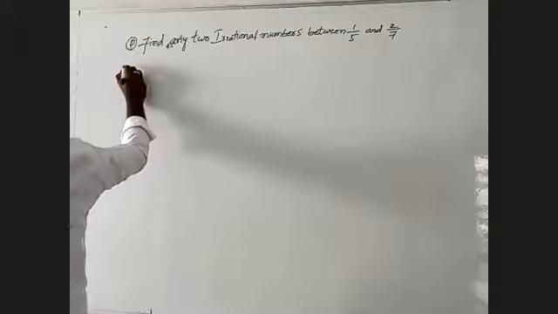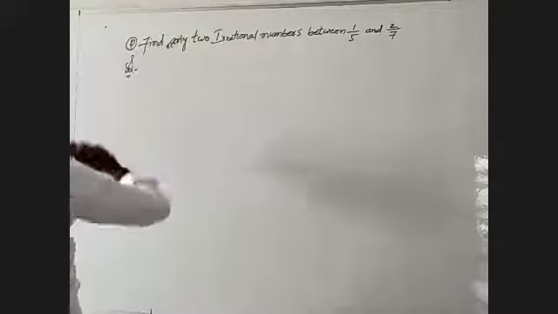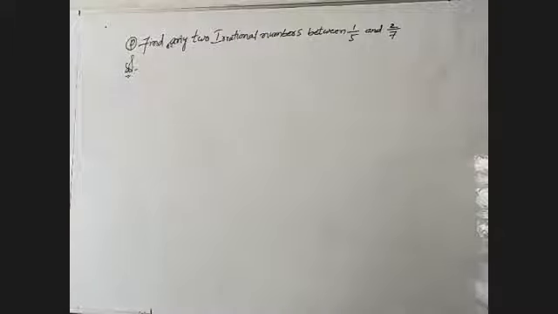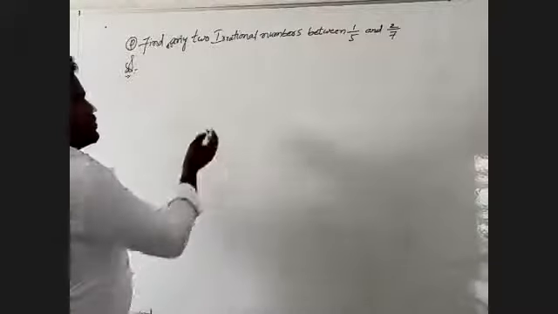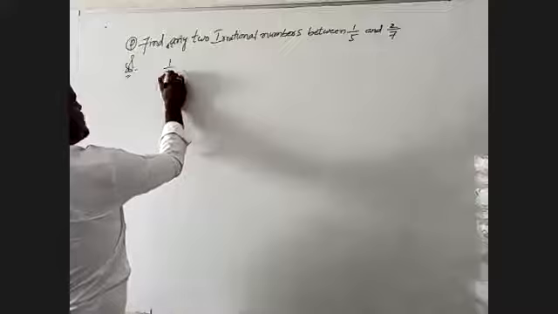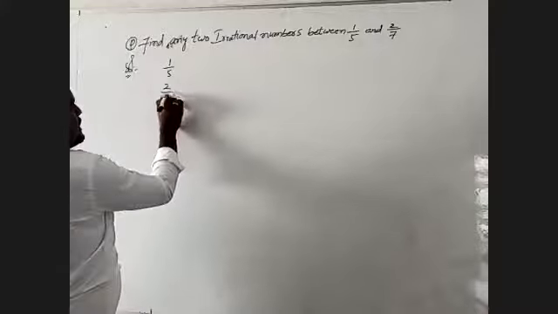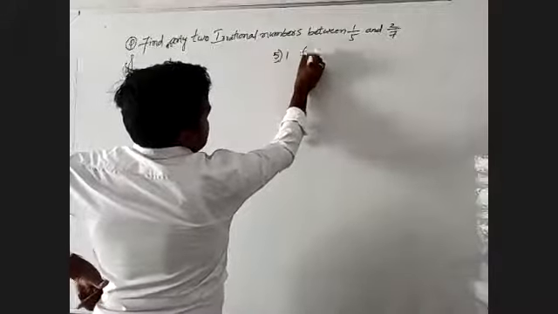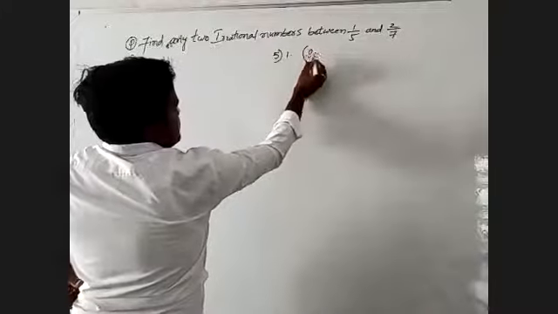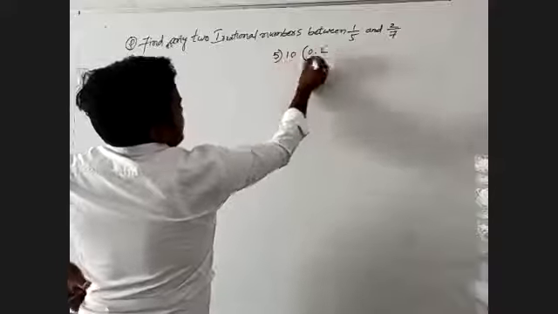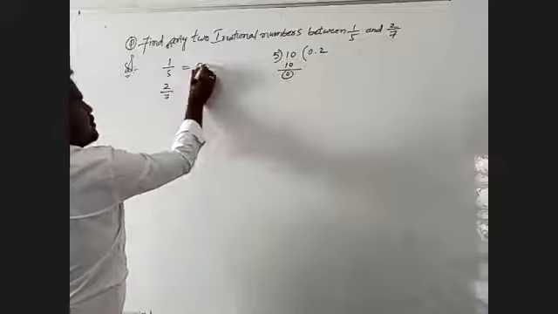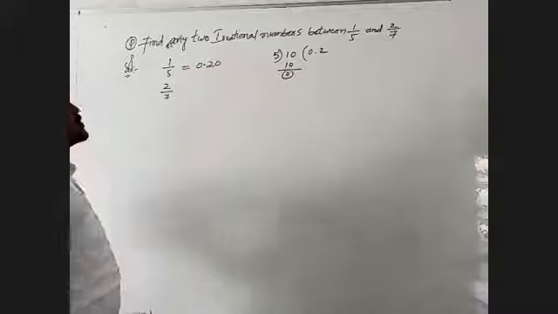Let's observe what is asked in this problem. Find any two irrational numbers between 1 by 5 and 2 by 7. First, I have to take the two fractions. The first one is 1 by 5, after that is 2 by 7. Dividing 1 by 5, we take 0 point, then 10 divided by 5 is 2. That means 1 by 5 is 0.20.